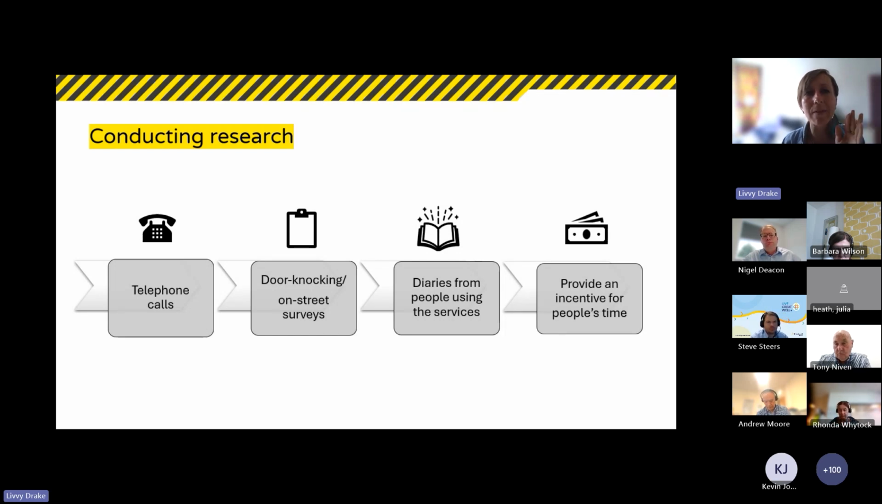And with any of this kind of research, you need to provide people an incentive for their time. And you're not providing them with an incentive to do the behaviour, because that's a reward. And if you give people rewards, when they stop getting the reward, the behaviour will stop. You're giving them an incentive and you're paying them for the time that they give to you for those insights.